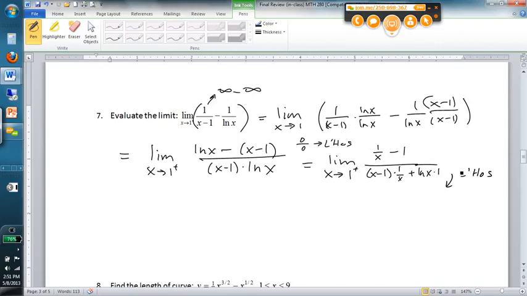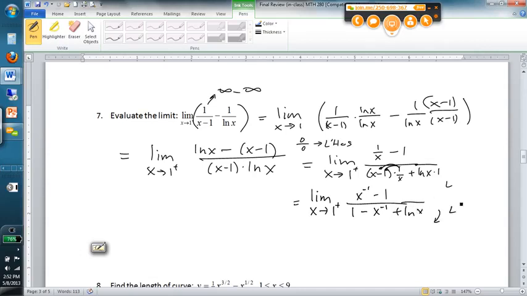Now what I would do, well, before I L'Hopital it, let me rewrite this a little bit. Let's make this x to the minus 1 minus 1. And then if I distribute this in, I get 1 minus x to the minus 1. That'll just make it easier to do the derivative.